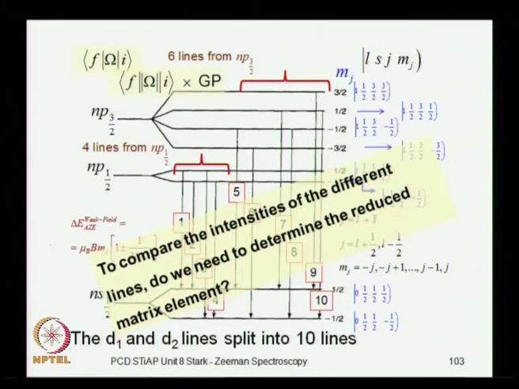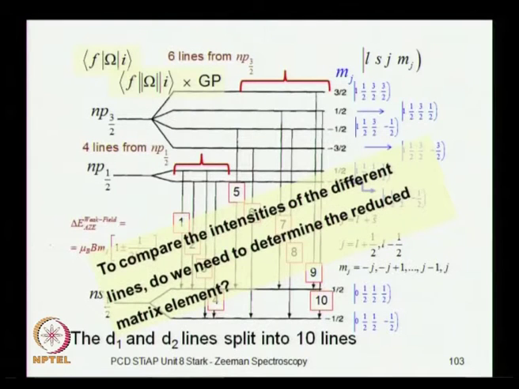So, we will now study this question: do we really need the reduced matrix elements? In some cases in spectroscopy, in a good number of cases, you really do not, because when you take the ratios they get cancelled out, and that is what we are going to discuss now. So, let us take two of these spectral lines.